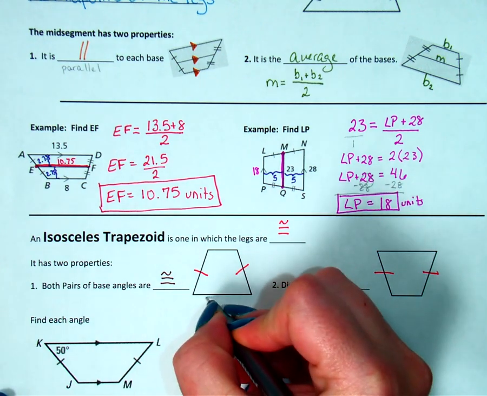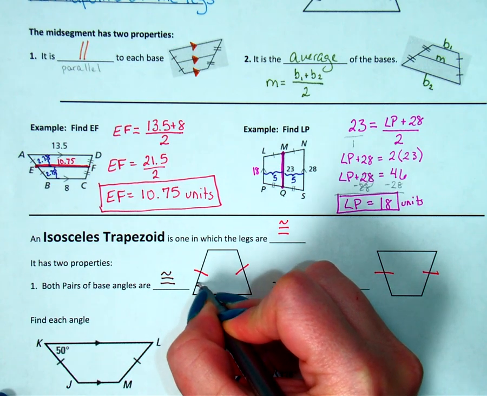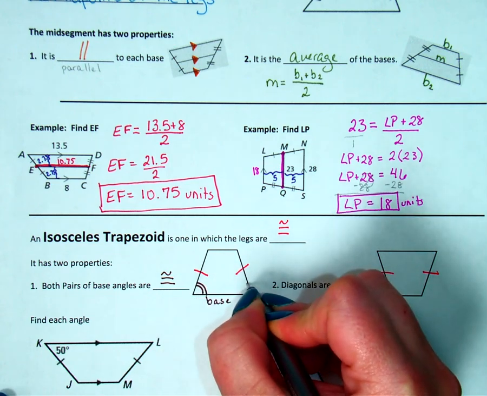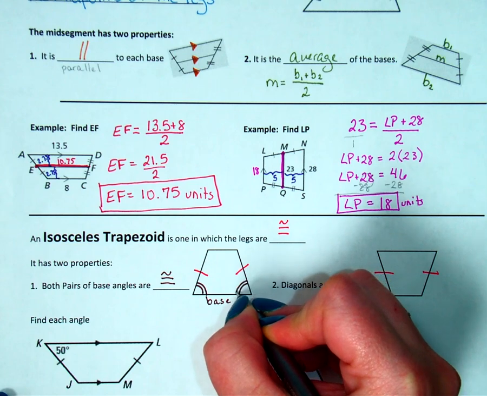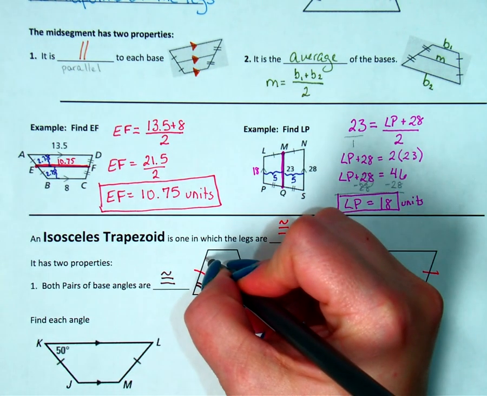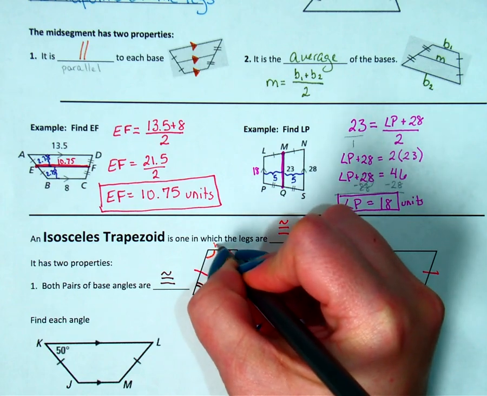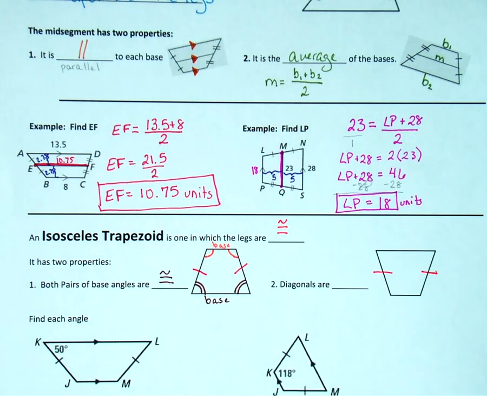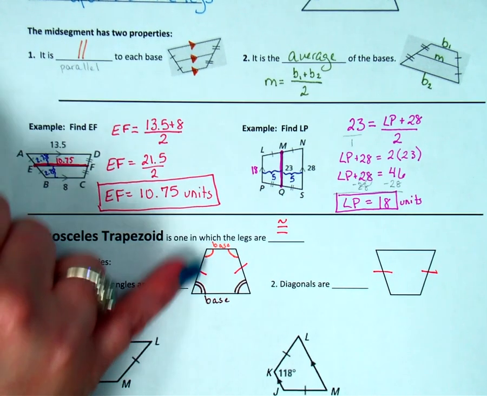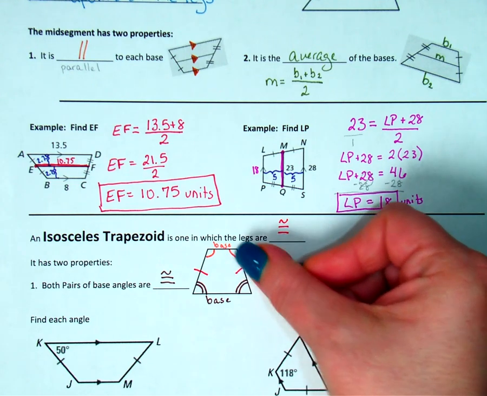So when I look at this base, this angle is exactly the same size as this angle. When I look at my other base, this angle is exactly the same size as this angle. It still has all the other properties that we discussed. So these two angles together are still going to add up to 180. These two angles together are still going to add up to 180.